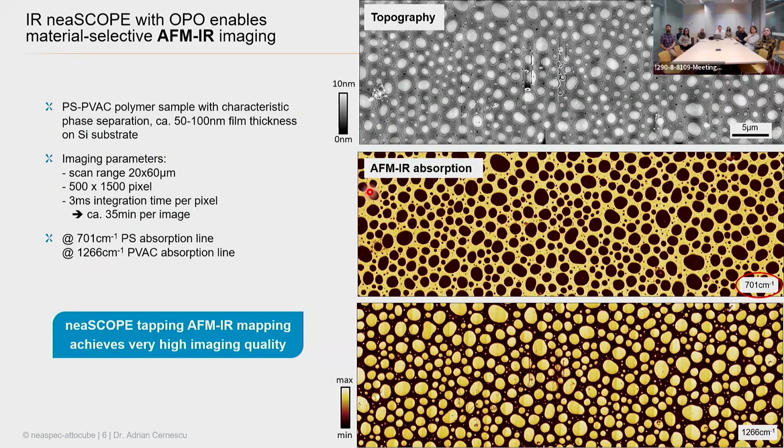Okay, I hope everything is clear so far regarding this kind of mapping. Are there any questions? If not, then we can go next.